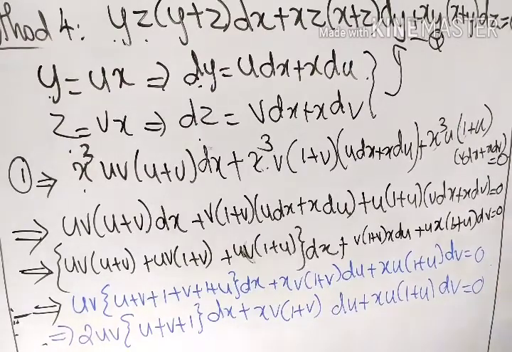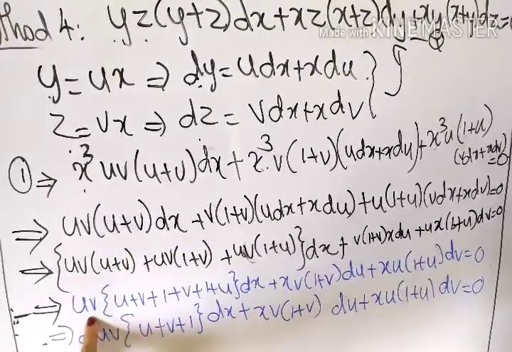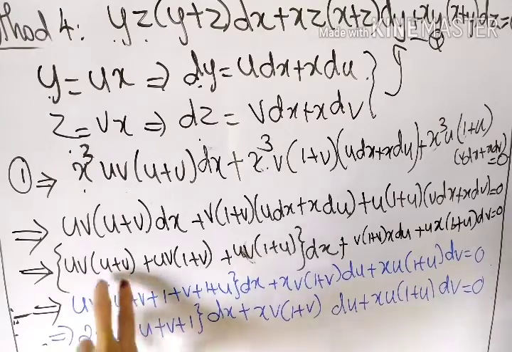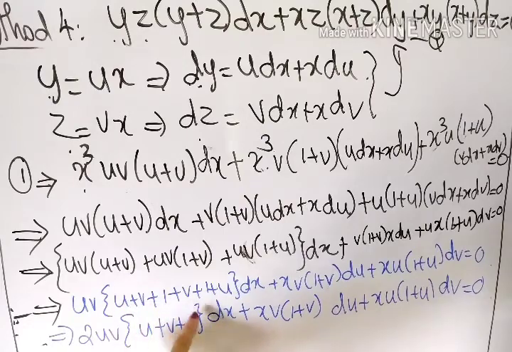Now if you see, I am having uv in three terms, so I am taking that uv dx outside. Inside I'll be having u plus v from here, 1 plus v from here and 1 plus u from here. If I'm adding that together, I'll have 2u, 2v and 2 times 1. So I'm taking a 2 outside. These terms remain as they are, so there's only a change in the first term in this step: 2uv(u plus v plus 1) dx plus xv(1 plus v) du plus xu(1 plus u) dv is equal to 0.